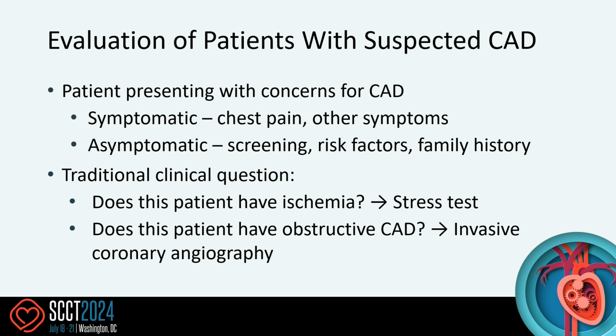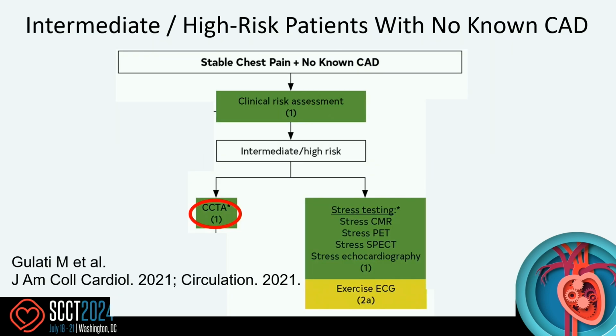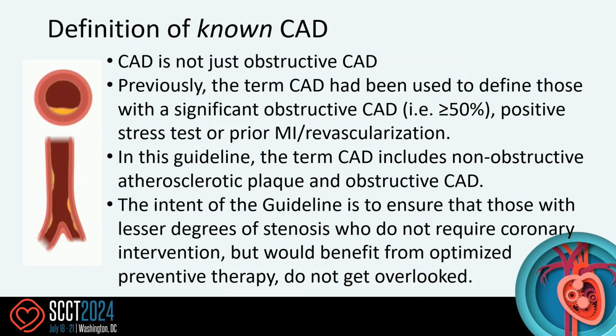Does the patient have obstructive coronary disease? Send the patient to the cath lab. That paradigm changed in the guidelines in 2021. They eventually recognized the change in the pattern, and coronary CTA got one Class 1 indication, and it's now the first choice test for evaluation of patients with suspected coronary disease.